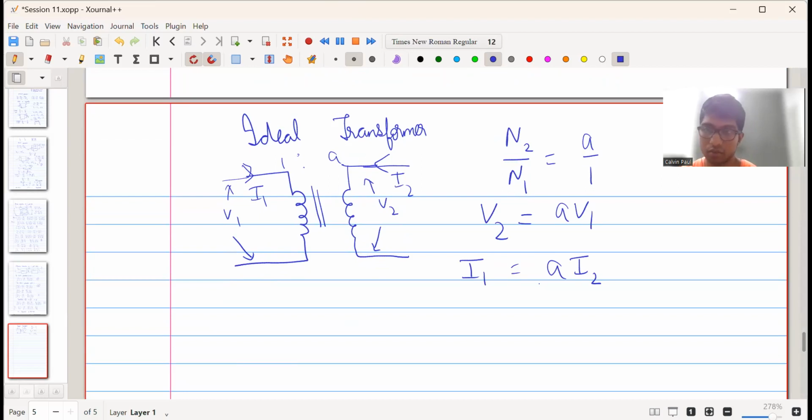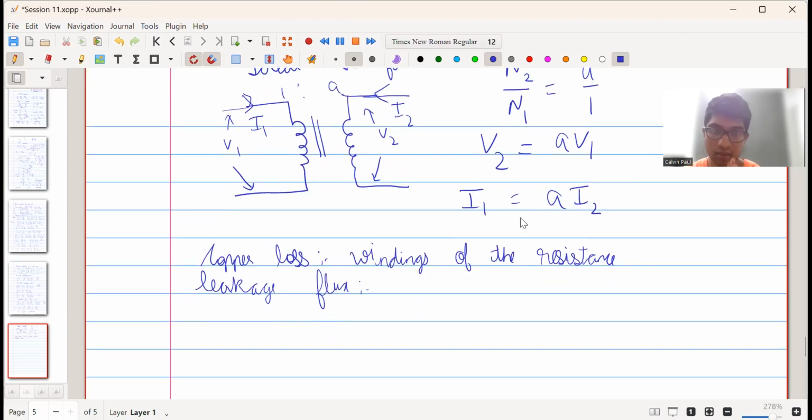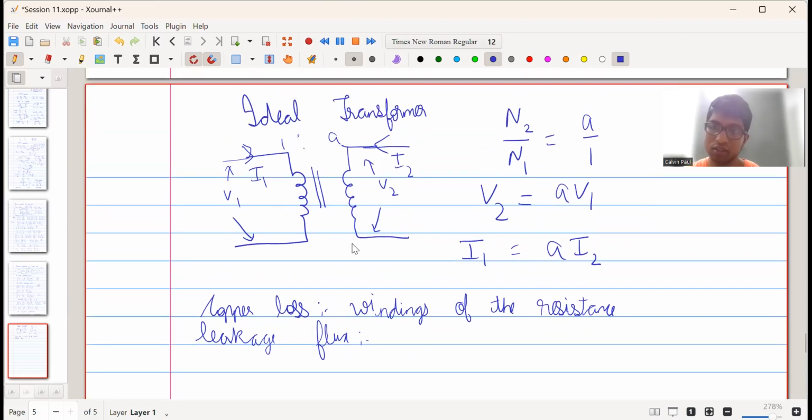This is the relation for an ideal transformer where we don't consider any losses, like in the case of a real transformer, where there is something known as copper loss. That is the losses which occur due to the resistance of the windings. When current flows through it, there is a loss. Similarly, there is something known as leakage flux. When these factors increase, the transformer deviates from the ideal transformer. So when you consider an ideal transformer, we are ignoring all these factors.